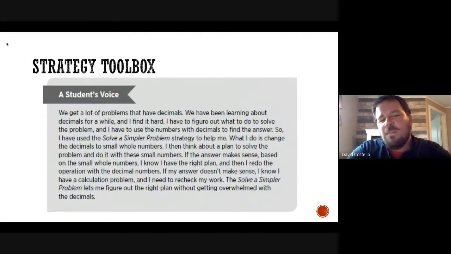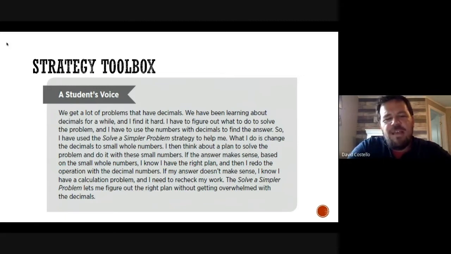So we get a lot of problems that have decimals. We've been learning about decimals for a while, but I find it hard. I have to figure out what to do to solve the problem, and I have to use numbers with decimals to find the answer. So I have used the solve a simpler problem strategy to help me. I change the decimals to small whole numbers, and then I think about a plan to solve the problem and do it with these small numbers.